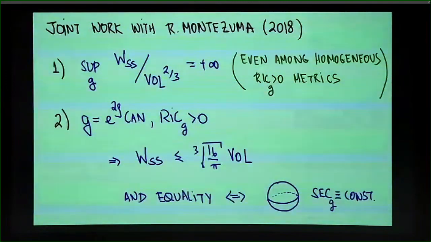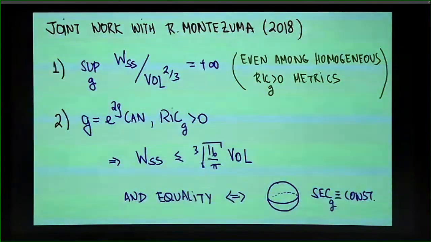Let me go through the second statement, which is the following. Since we know that there is no absolute maximum for this quotient in the space of all metrics, it makes sense to restrict your metrics to an interesting family. By certain analogies, we consider the family of metrics that are conformally flat. You take the canonical metric and multiply it by a positive function, and this gives you a conformally flat metric. So let's consider conformally flat metrics with positive Ricci curvature.